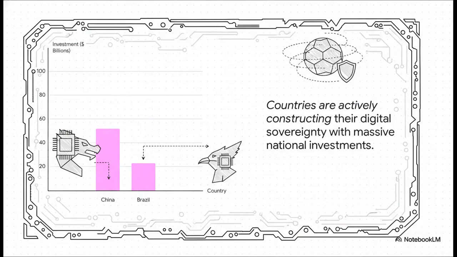And look, this is not just some theory. Check out the money that's flowing into this. Countries are actively building their digital sovereignty as we speak. China has put over $52 billion into its sovereign AI goals. Brazil's not far behind with a $23 billion plan. This is the new industrial policy for the 21st century, plain and simple.